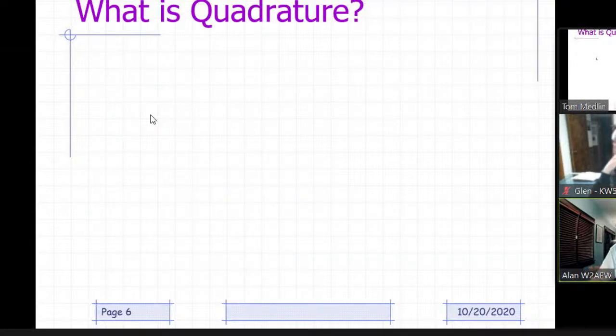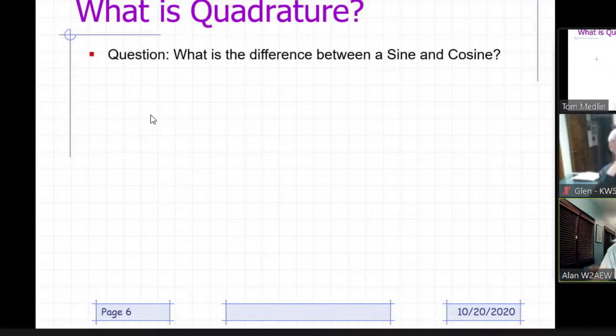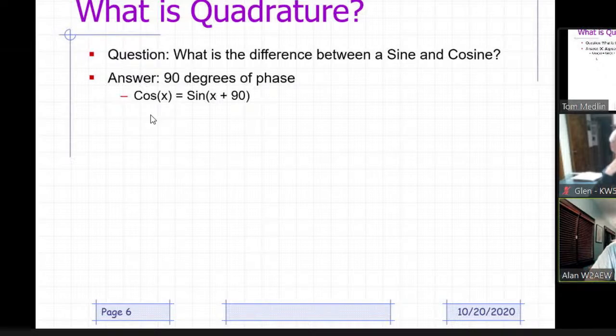Let's talk about what's meant by the term quadrature. It's a big word, but it really is pretty simple. It comes down to the difference between a sine wave and a cosine wave. The answer is they're basically the same waveform, just 90 degrees apart. There's a 90-degree phase shift between them. If you shift a cosine wave the right direction by 90 degrees, it looks like a sine wave, and vice versa.